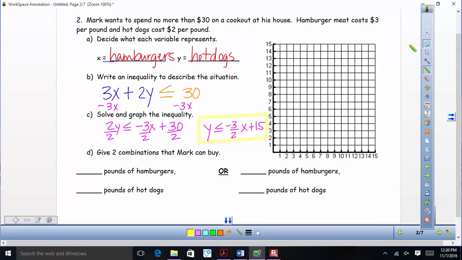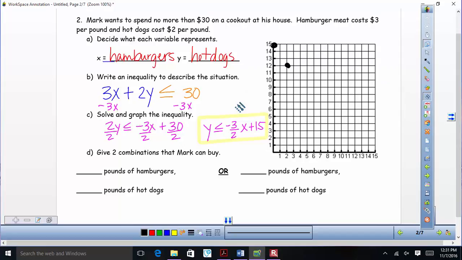We can? Without graphing? No. Okay, so we need to graph that first. So, Chris, what would you graph first here? Okay, am I going right 15 or up 15? I'm going to go up 15 and put a dot. And then my slope is negative 3 over 2, so I'm going to go down 3, right 2. And then we want to draw our line.